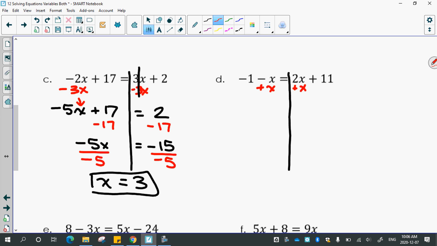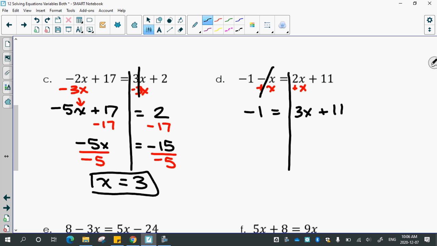Here I have negative x plus x. Does that give me a zero pair? So that means I've got them together, but on this side, which is still okay. 2x plus x is 3x plus 11. So I avoided having the negative sign in front of the x's. I could have done that over here. I could have added 2x to both sides and had my x on this side.